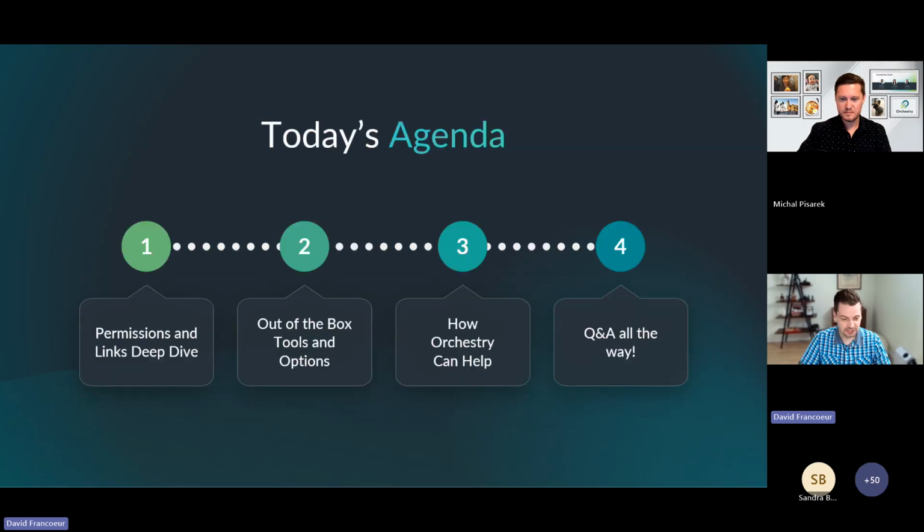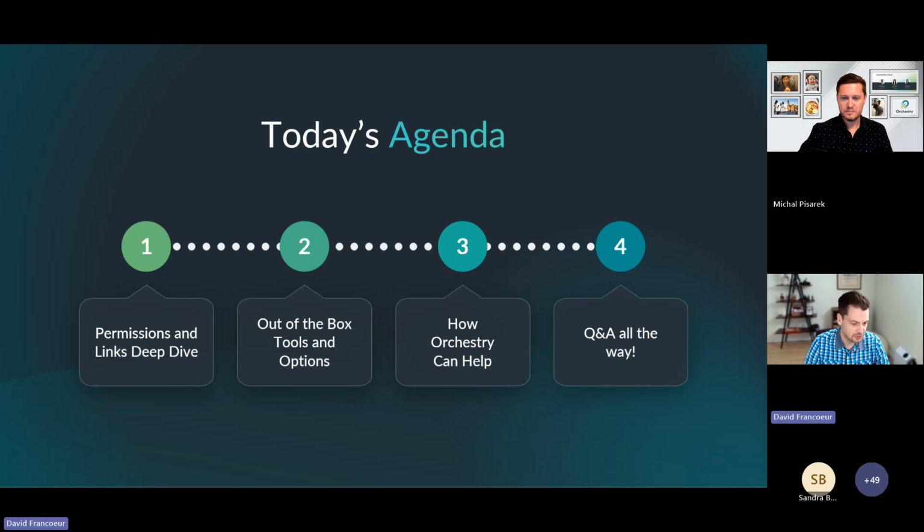Excellent. All right, so today's agenda, let's jump in. We have a lot of content we want to share, and we want to allow some time for questions. So welcome everyone, wherever you're coming from. What we're going to talk about here, in the order on the screen, is a bit of a deep dive into permissions and links. We're going to talk about broken inheritance, how these things all work and collide with one another, and what are some of the challenges that we often see.